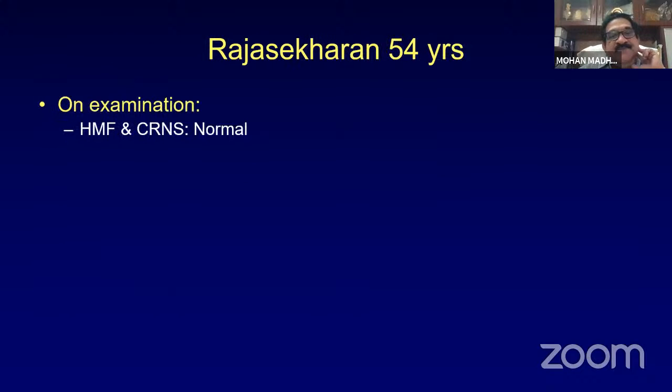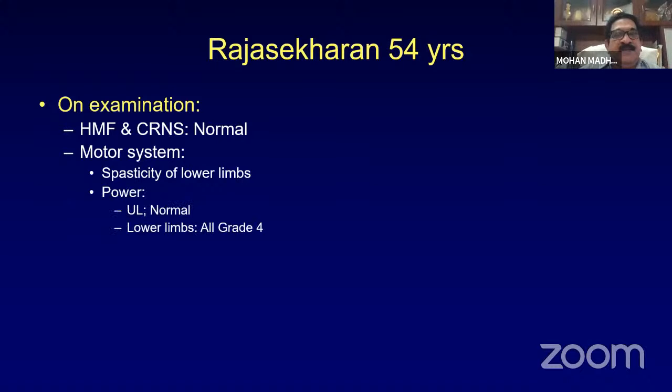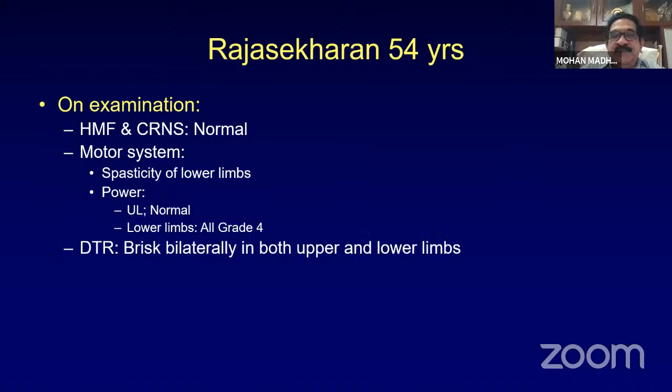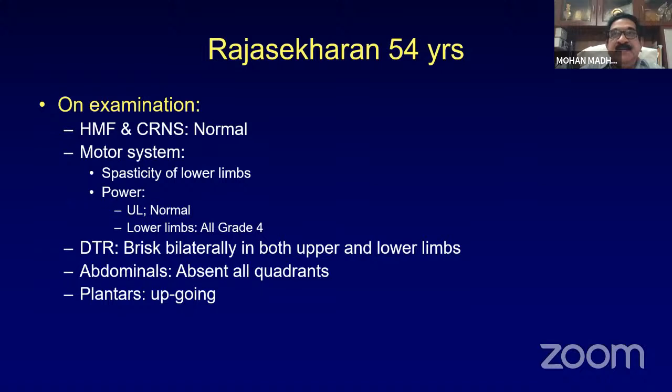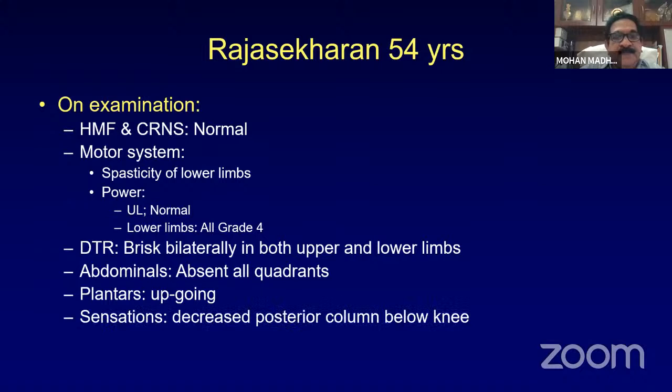On examination, higher mental functions are normal. Motor system: there was spasticity of both lower limbs. Power in the upper limbs was normal. Lower limbs were all grade 4. Reflexes were brisk bilaterally, both in the upper limbs and lower limbs. Abdominal reflexes were absent in all 4 quadrants. Plantars upgoing bilaterally. Sensation decreased, posterior column sensation below the knee. This is the video of the patient, not a complete video.